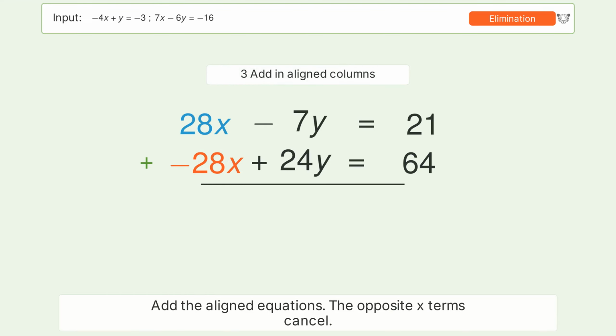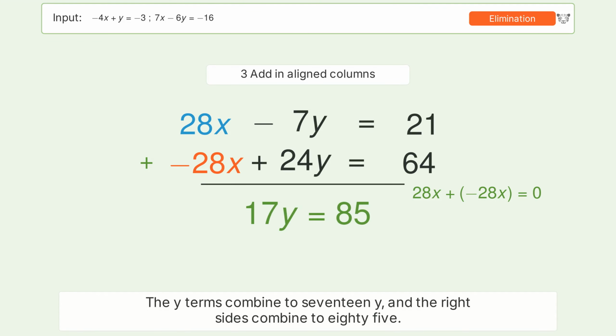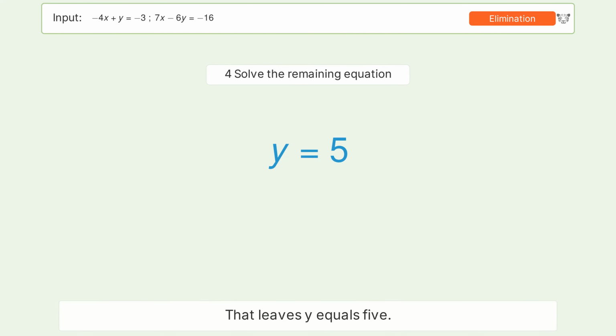Add the aligned equations. The opposite x terms cancel. The x terms cancel. The y terms combine to 17y, and the right sides combine to 85. Divide both sides by 17. That leaves y equals 5.